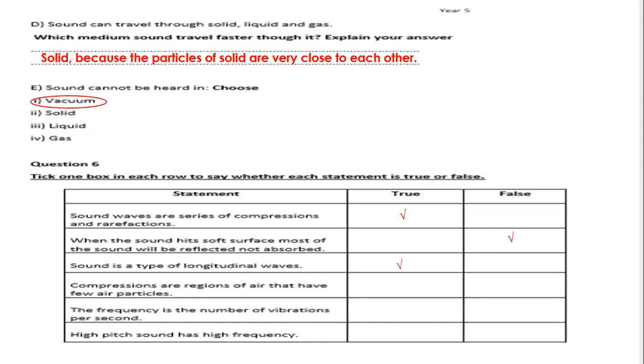Compressions are regions of air that have few air particles. It's very obvious from its name. Compressions come from the word compress. They are compressed together. So this means that the particles are too many and they are stuck together. So this is a false statement. The frequency is the number of vibrations per second. This is a true statement. High-pitched sound has higher frequency. This is a true statement too.